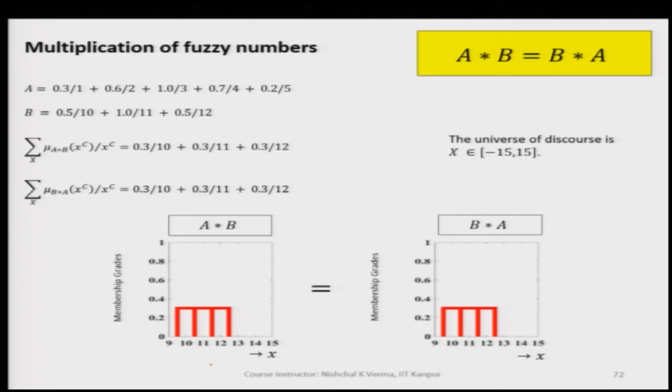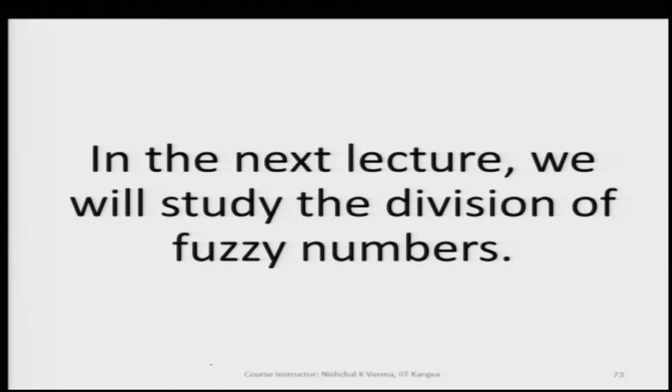And as I already mentioned, A multiplication B is equal to B multiplication A. So, that is how we have seen how we can multiply two fuzzy numbers A and B. With this we will stop here, and in the next lecture we will study the division of fuzzy numbers, and apart from this we will do some more examples on the addition, subtraction, multiplication and division of fuzzy numbers.